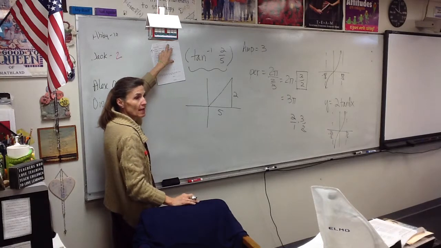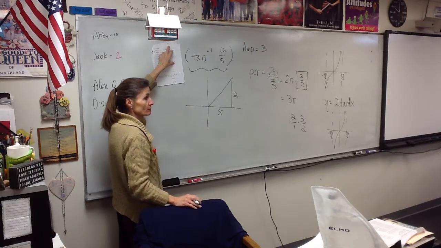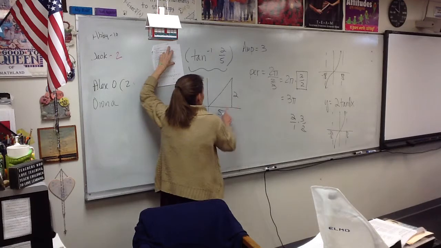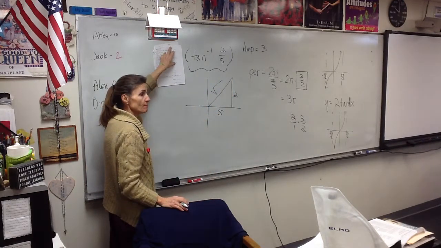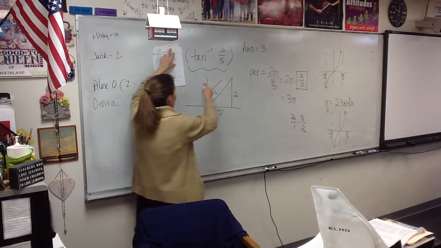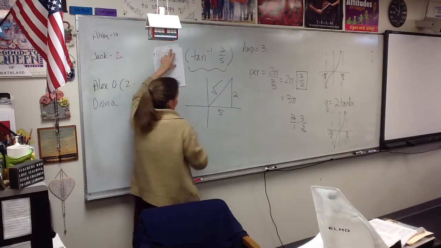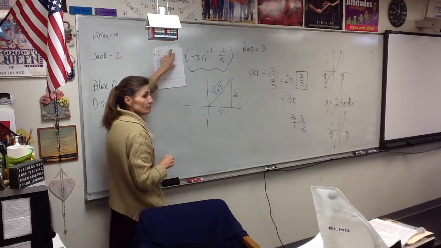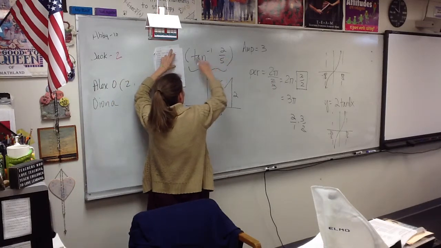Does that picture look accurate? How come I put the 2 there and the 5 there? Because it's tangent and it's opposite over adjacent, that's right. Now I'll use my Pythagorean theorem and I can find the third side. All I'm doing is drawing a picture of this angle. So let's see, 25 plus 4 is root 29. So this is a picture of this angle.